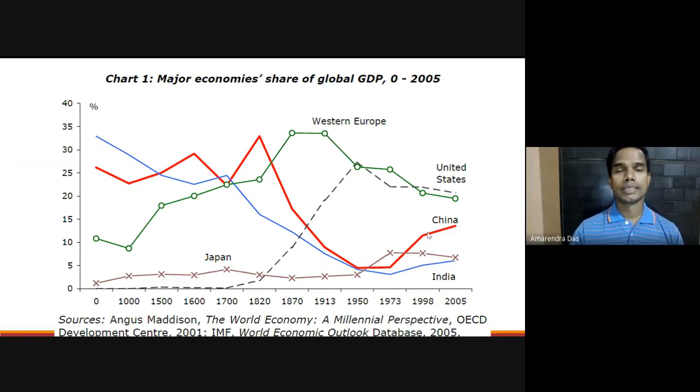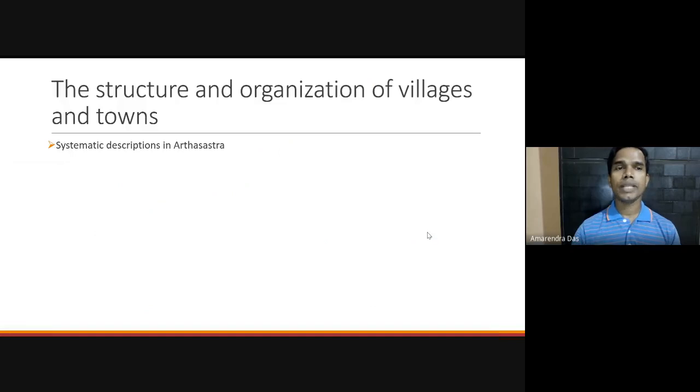Then when the Mughals came, there was a drastic fall, and then when the British ruled this country, there was a significant fall in India's GDP, India's share in the world GDP. So that will give us an idea to interpret other things. Now, coming to the structure and organization of the villages and towns, I basically went through the Arthashastra.